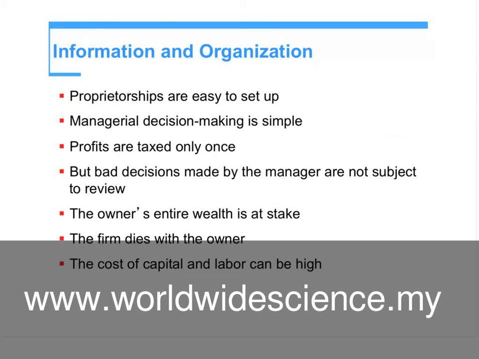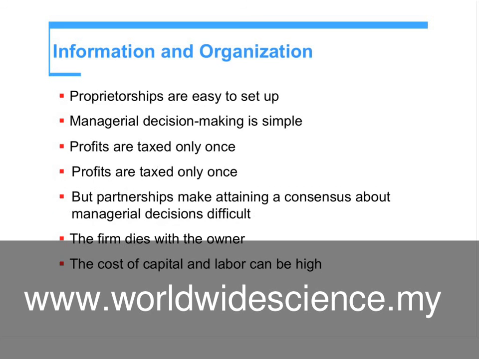Partnerships are easy to set up and employ diversified decision making. So if one makes a bad decision, others would be reviewing it, and the firm can survive the death or withdrawal of a partner. In the sole proprietorship, if the owner withdraws or dies, then the business dies. But in this case, it will survive, even when the partner is gone. Profits are taxed only once. This is still the same.